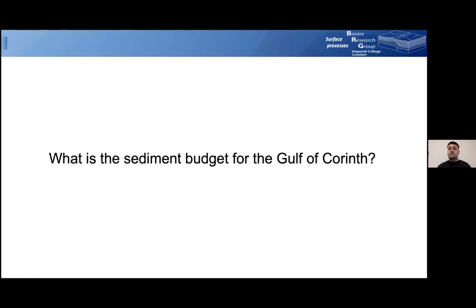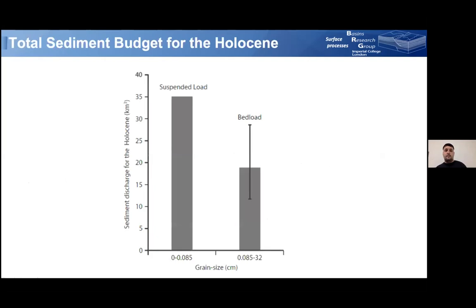So what's the actual sediment budget for the Gulf of Corinth? Well, this is from my first paper, but this is the total sediment budget for the Holocene. We've got sediment discharge for the Holocene on the y-axis, and grain size on the x-axis. You can see I've thresholded them at 0.085, because this is the grain size which I believe is the mixed to suspended load transition.